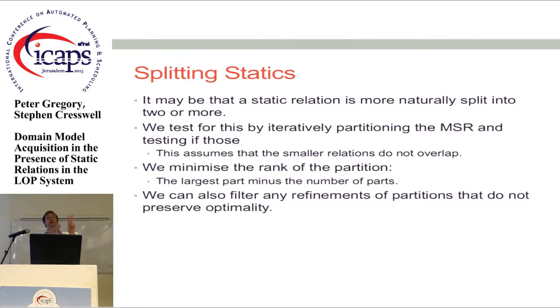And sometimes we might want to split these statics. So if we've got something that makes sense to be two things, so in FreeCell you have two different number systems in the same operators, then you might want to do that. So we do this by testing all the partitions of the static relation, and we value them by the rank of the partition. Details are in the paper again.